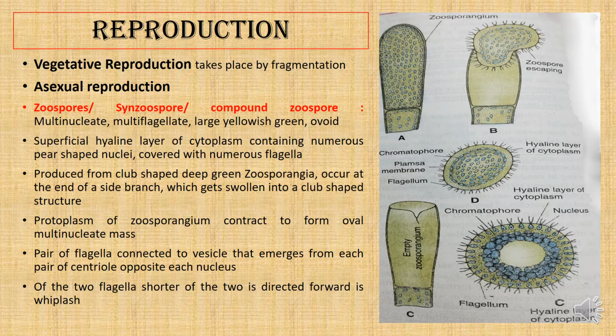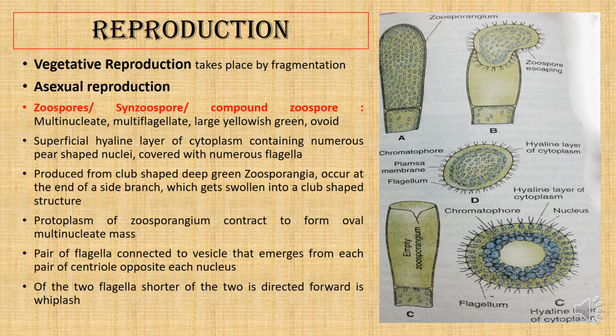But on the other hand, the aplanospore is a very common method in terrestrial species, that is, land species, and it occurs in aquatic species only when there is a certain temporary drought.